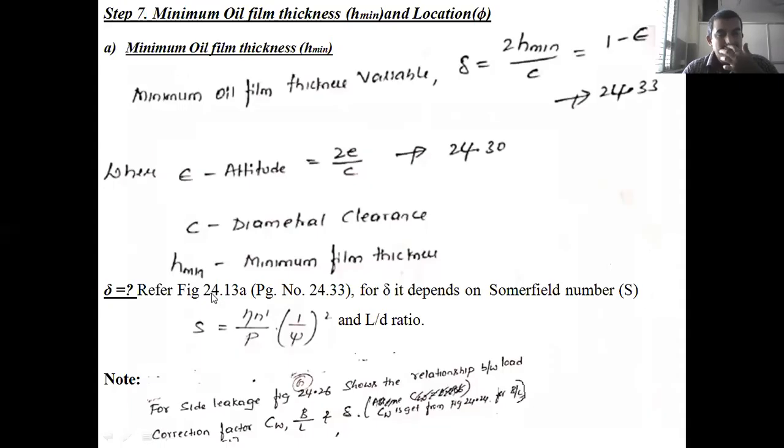Next, once you calculate delta, substitute it into equation number 24.33 and you get H minimum. Suppose there is no side leakage. If you want to use side leakage, then you go for figure 24.26 to know the relationship between C_W, V by L and delta. Where do you get C_W? Again from figure 24.24. Usually we do not consider side leakage. If the problem specifically mentions using side leakage, then we go for figure 24.26 to determine delta.